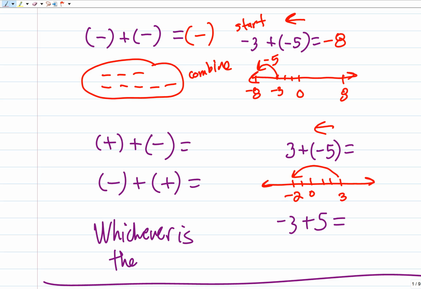Once again, this is not my favorite because I don't want to be jumping back and forth across the number line with really big numbers. What I prefer to do is visualize: look, if I have 3 positives and I have 5 negatives, they don't combine. There's another C word for that.